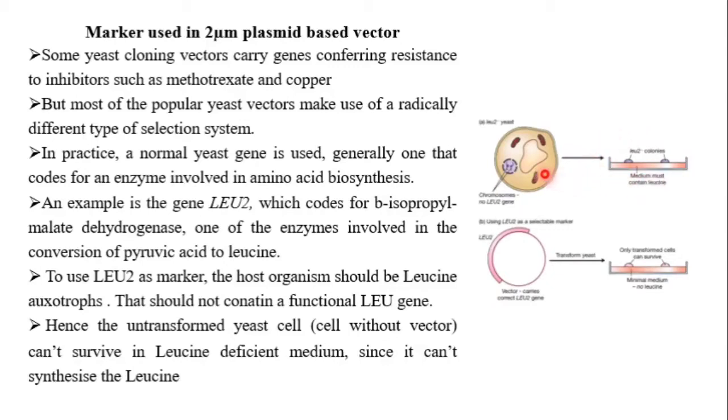Here you can see the leucine auxotroph cell. This cell cannot synthesize the amino acid leucine. That's why it only survives in medium that contains leucine. When we are using the LEU2 gene as a marker, we transfer this 2-micron plasmid that contains LEU2 into the leucine auxotroph. Then this leucine auxotroph cell will get the functional LEU2 gene.